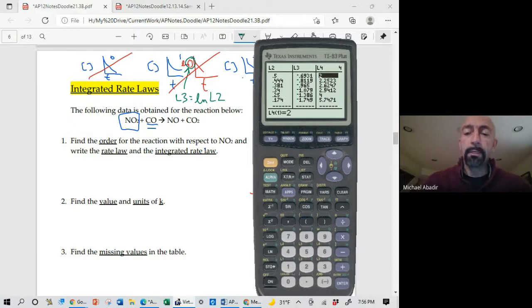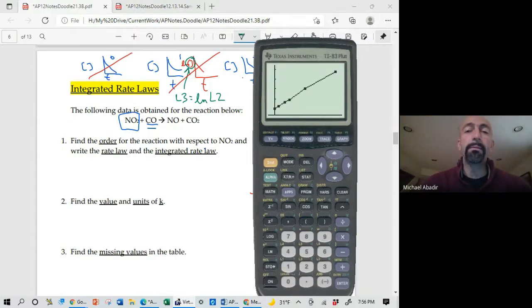So now what you're going to do is tell it on stat plot that we want to do list 1 and 4. So second stat plot, hit enter, go down to list 4 for Y list, second 4, hit graph, and then zoom 9.